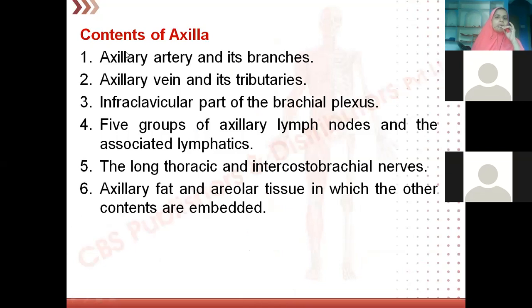Okay, now from the picture we have seen the axilla contains axillary artery and its branches, axillary vein and its tributaries, then the infraclavicular part of brachial plexus. Then we have five groups of axillary lymph nodes. Okay, so what are those? Anterior, posterior, lateral, central, and apical group of lymph nodes. We will have a separate elaborated lecture on axillary lymph nodes also. Then we will also see the long thoracic and intercostobrachial nerves in axilla.